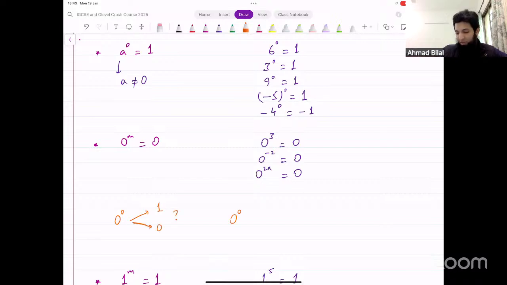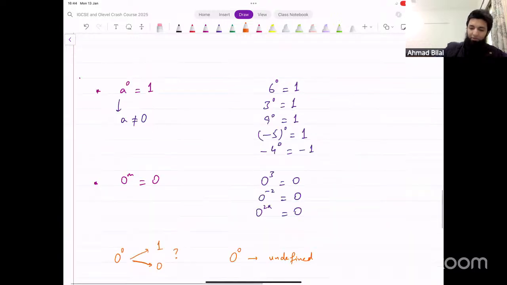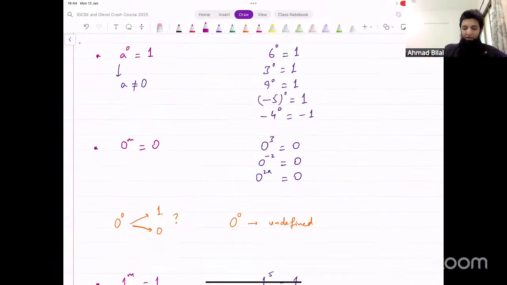This is actually undefined because there's ambiguity here. We don't know if it's going to be 1. We don't know if it's going to be 0. So it's basically undefined. It does not have any value. If you try to put this on your calculator, 0 raised to power 0, you'll get a math error because it's not defined. Okay? All right.